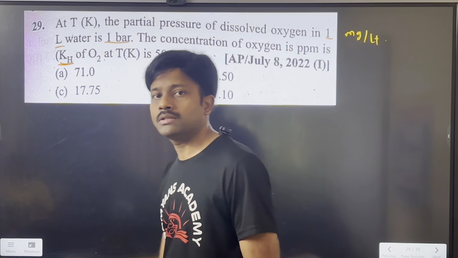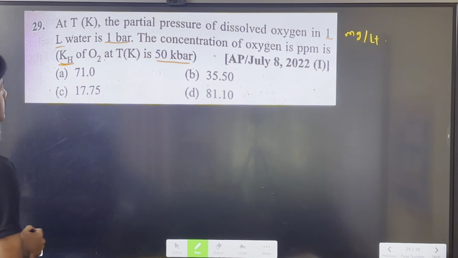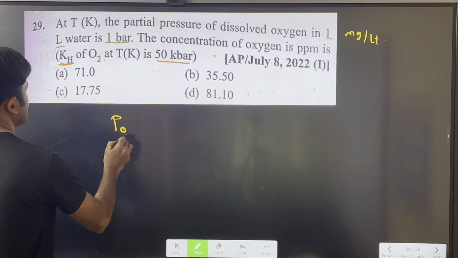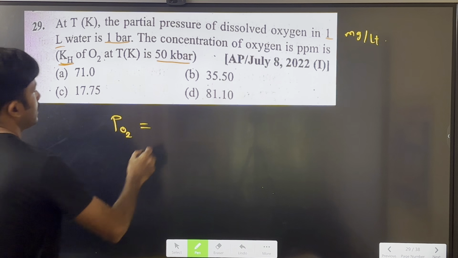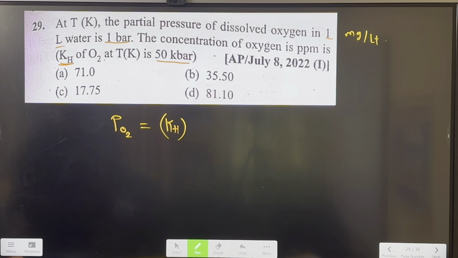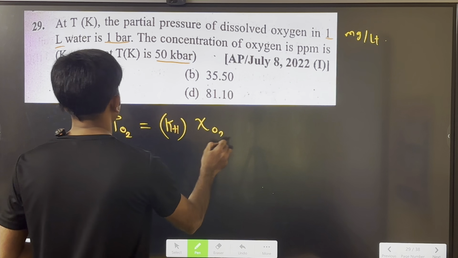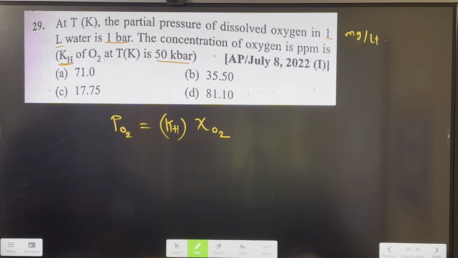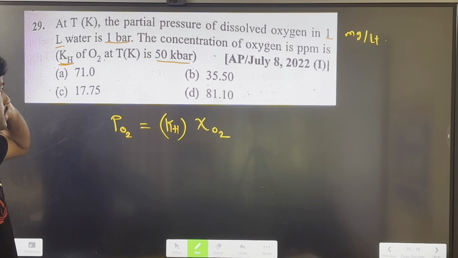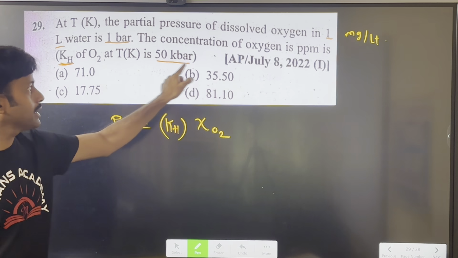Okay, and this question is related to Henry's law. So what is Henry's law? The partial pressure of oxygen is equal to Henry's constant into the mole fraction of oxygen. Now you see, in this question they gave that the partial pressure of dissolved oxygen is 1 bar. The concentration of oxygen in ppm we have to find out, and the kh value they gave is 50 kilobar.